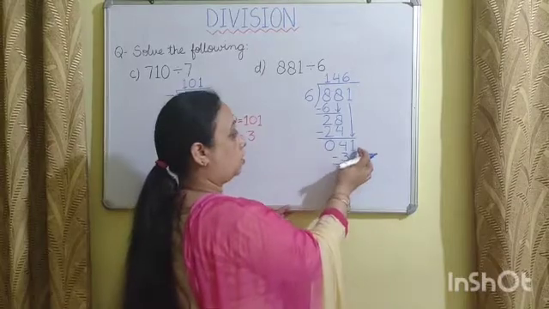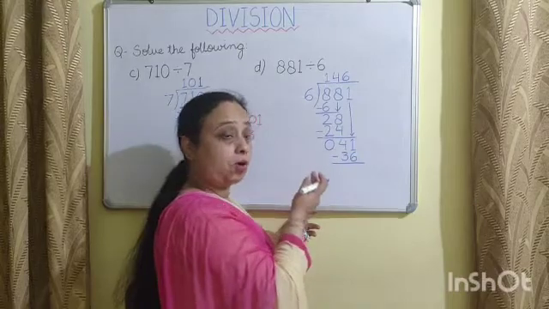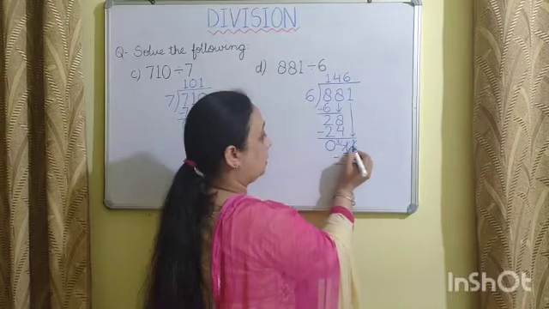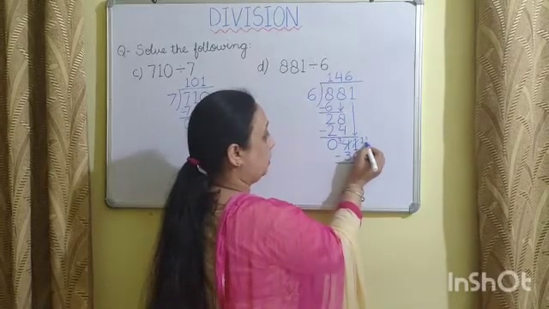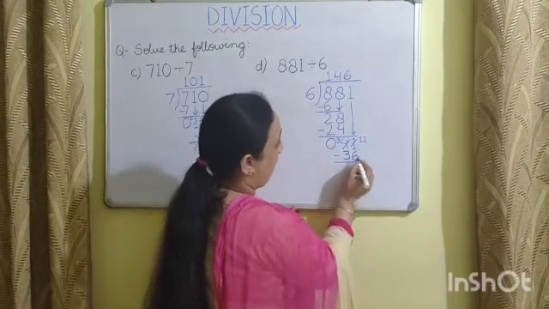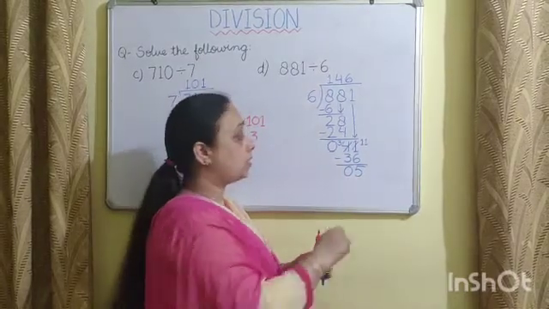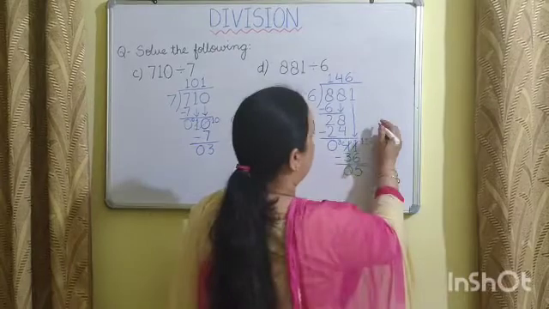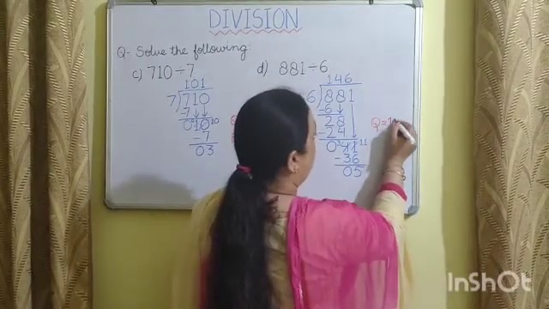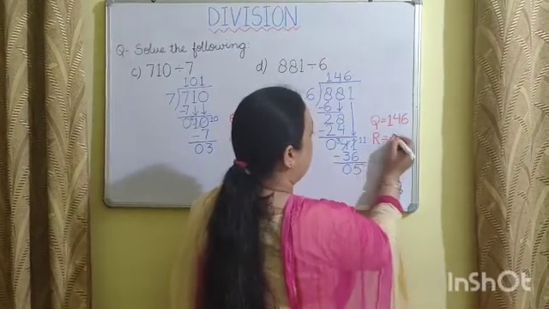Subtract. Now, since 6 is greater than 1, we can't take away 6 from 1. So, we have to borrow from the tens place. This 4 will become 3 and this 1 will become 11. 11 minus 6 is 5 and 3 minus 3 is 0. So, our leftover is 5 here. What is the quotient? The quotient is 146 and the remainder is 5 here.